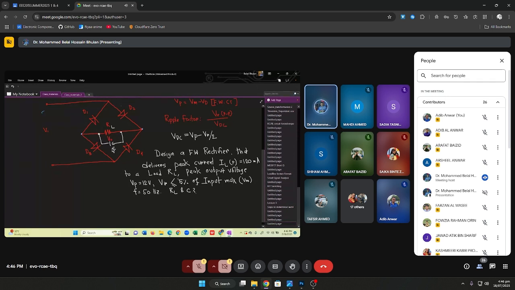Peak voltage is 12 volt. This is the desired voltage, the peak output voltage that we want. Ripple voltage should not be more than 5% of the input maximum. Okay, it's a design problem.